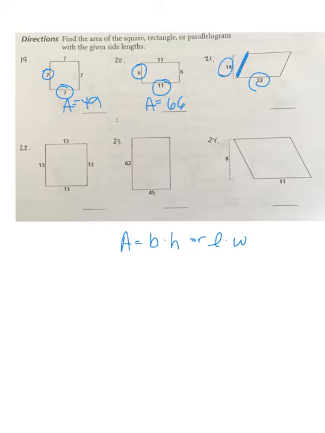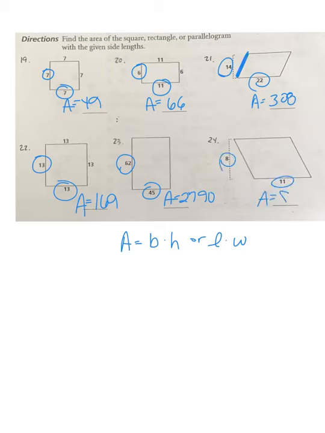21, your base is 22, your height is 14. If they were to put a number, don't let it get you confused. Height is not measured at a diagonal, okay? So 14 times 22 is 308. Base 13, height 13, 13 times 13 means the area is 169. Base on 23 is 45, the height is 62, 45 times 62 is 2,790. Base on 24 is 11, your height is 8, 8 times 11 is 88. Those ones should be pretty straightforward. You're just multiplying the two numbers that you have, the base and the height.